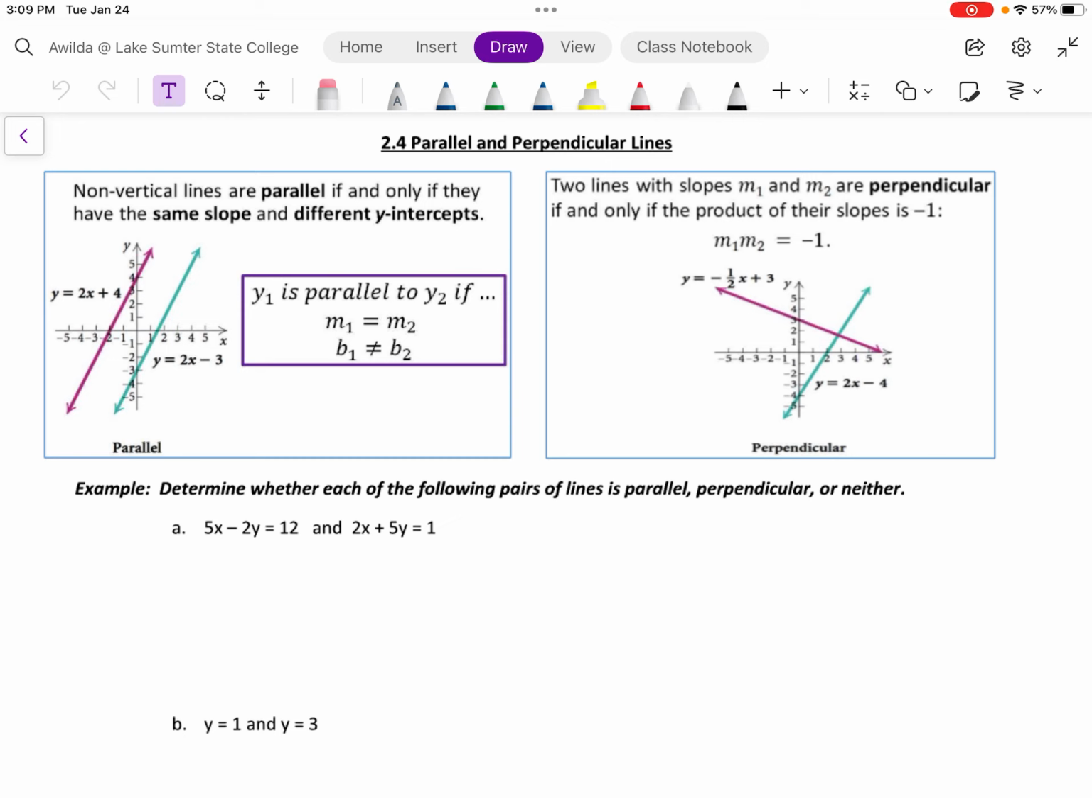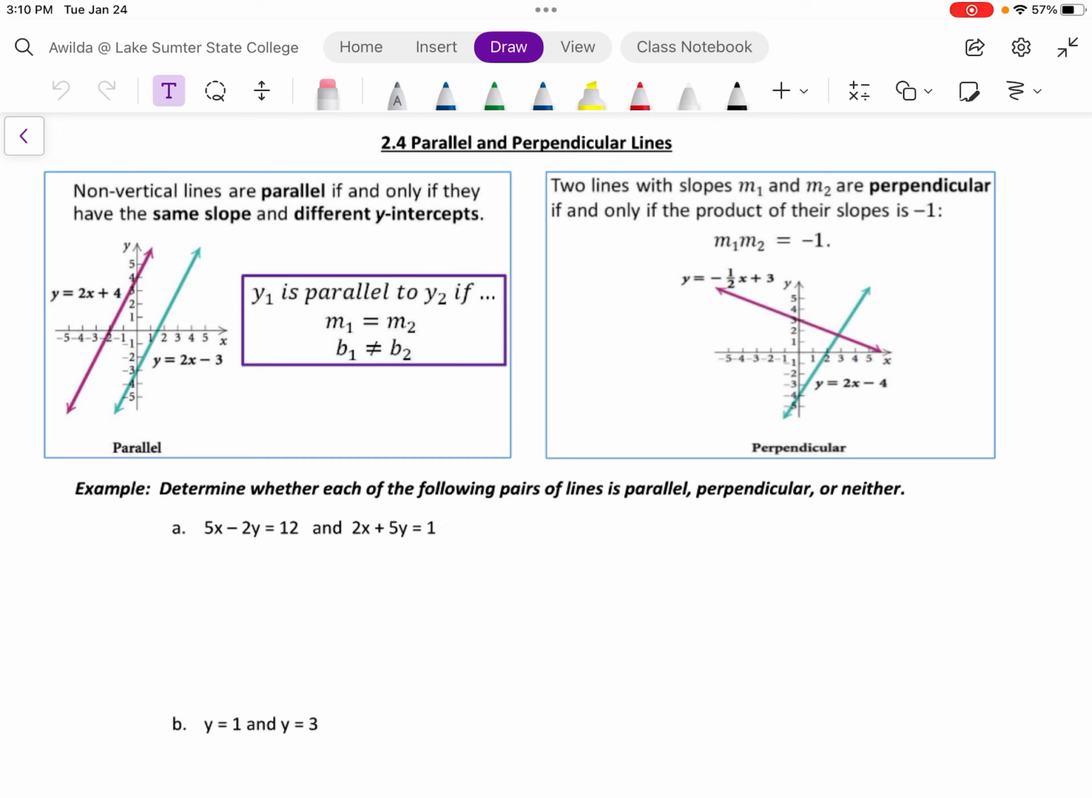Let's look at how to determine whether two lines are perpendicular. What does it mean for two lines to be perpendicular? That they intersect at a very special angle. They intersect at 90-degree angles. For two lines to be perpendicular, the product of their slopes should be -1.